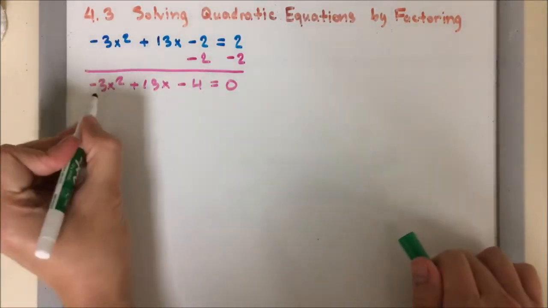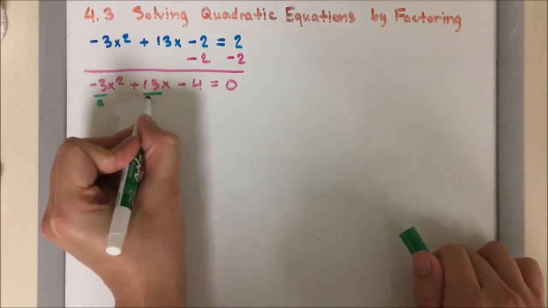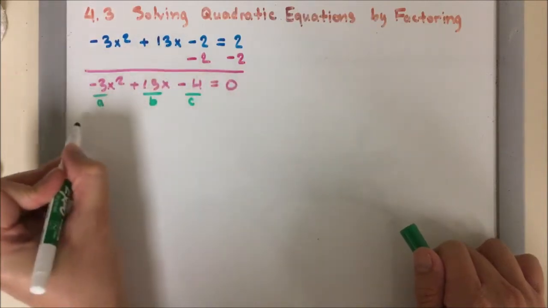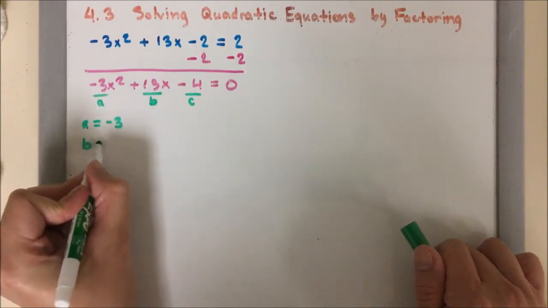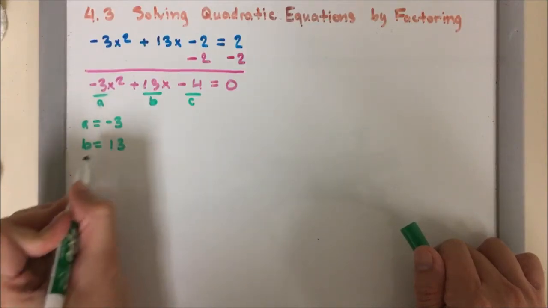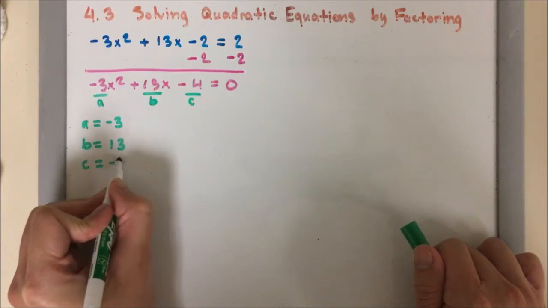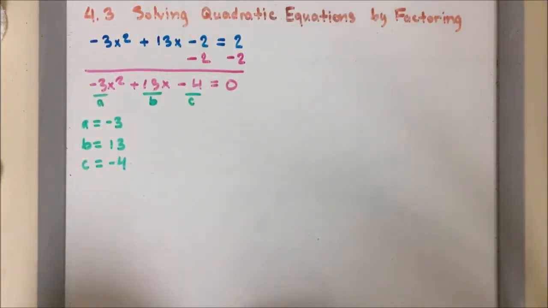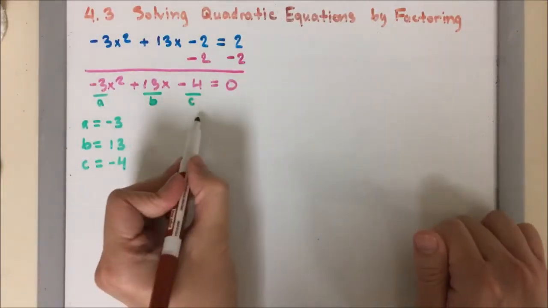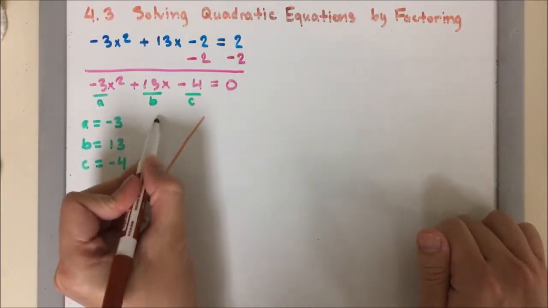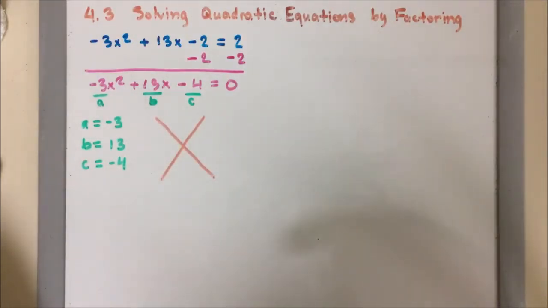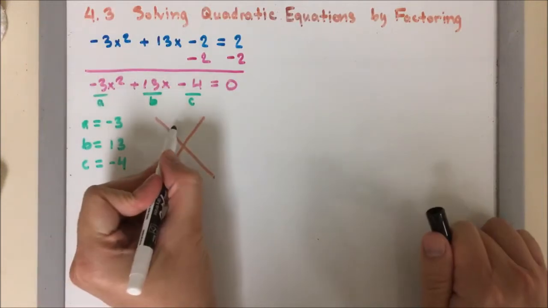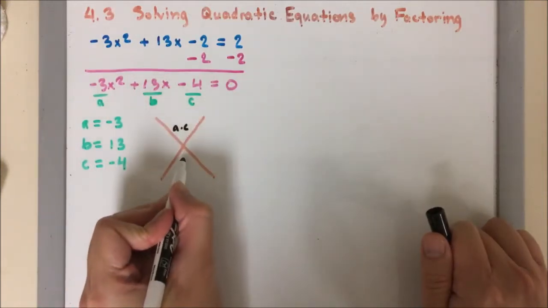A, B, C. So A is negative 3, B is positive 13, C is negative 4. Alright, now it's time to set up my X table, my X chart. And remember, at the very top, it is A times C. And at the bottom, B.